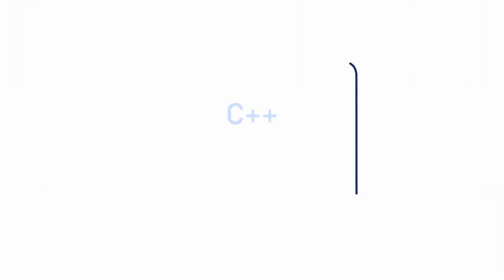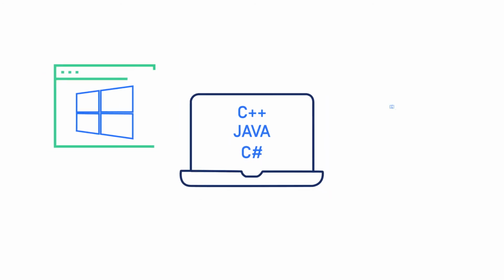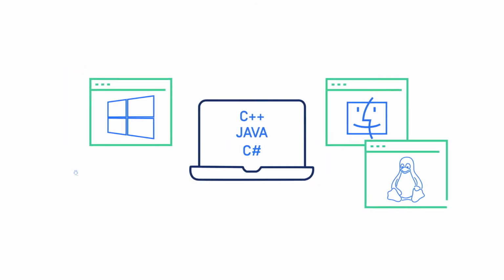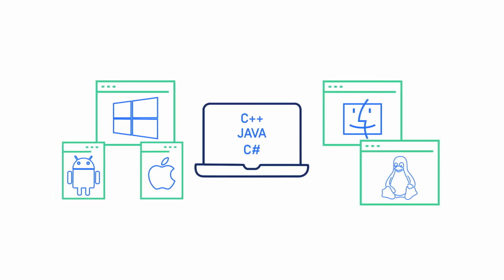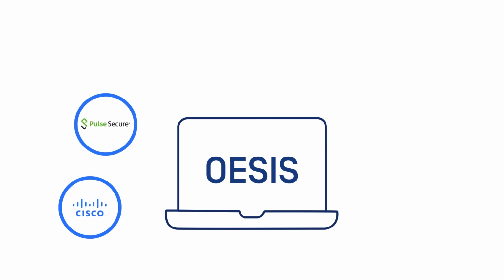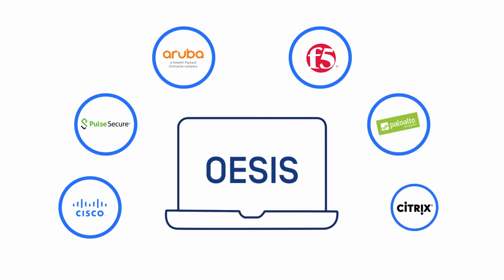OESIS can be integrated into solutions built with many different programming languages. It supports Windows, macOS, Linux, and mobile platforms such as Android and iOS. OESIS has been deployed with companies such as Cisco, Pulse Secure, Aruba Networks, F5, Palo Alto Networks, Citrix, and many others, protecting more than 100 million devices worldwide.